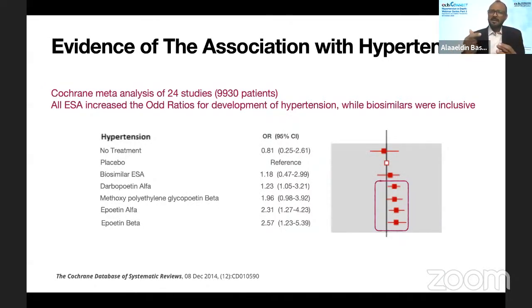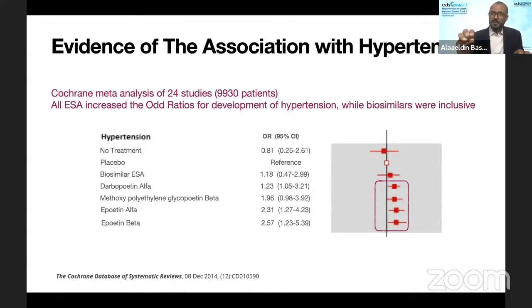Now, is it a single erythropoietin stimulating agent or are they the same? This is a Cochrane meta-analysis of around 24 trials and included almost 10,000 patients. And they tried to look at the odds ratios for development of hypertension while using erythropoietin stimulating agents.